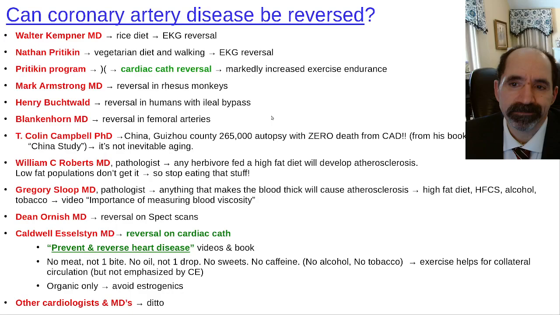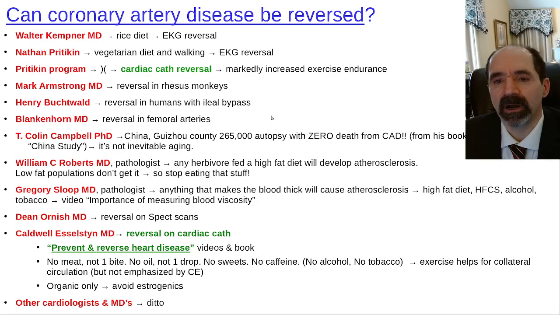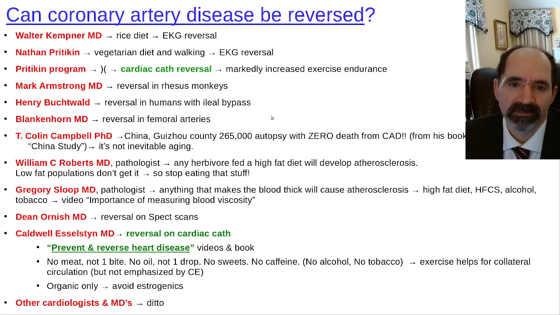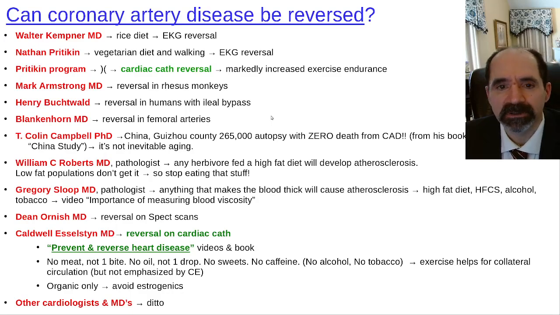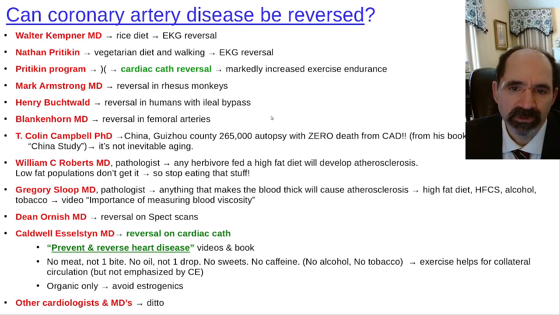Nathan Pritikin reversed his own EKG findings, and he subsequently had cases of cardiac cath reversal of atherosclerotic findings that he mentioned from his Pritikin program of diet and exercise. Mark Armstrong was a researcher who showed reversal of atherosclerosis in the arteries of monkeys, another primate. Henry Buchwald was doing these surgeries. He did intestinal bypass surgeries in humans as a way to lower their atherosclerosis and showed some reversal of atherosclerosis. Blankenhorn showed reversal of atherosclerosis in the femoral arteries. Those are of the thigh.